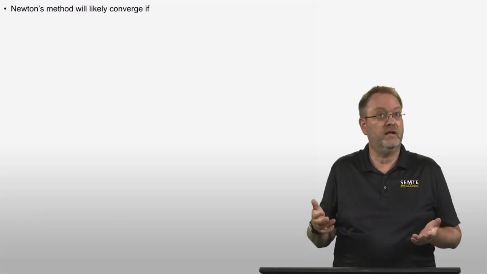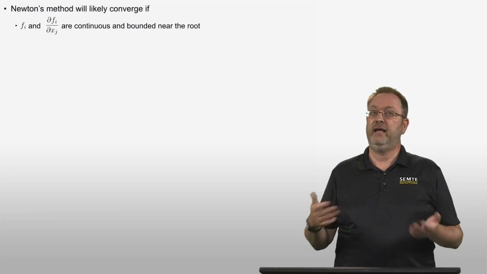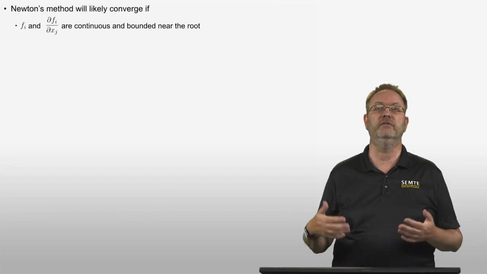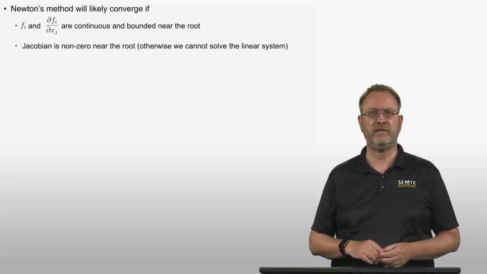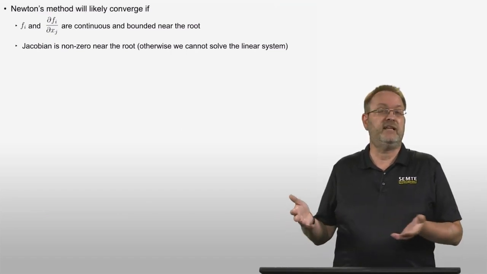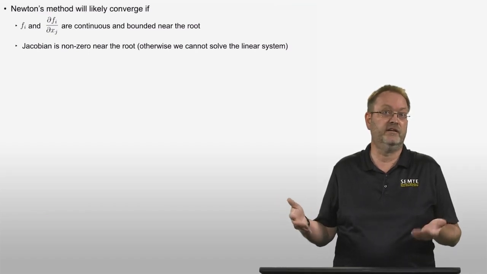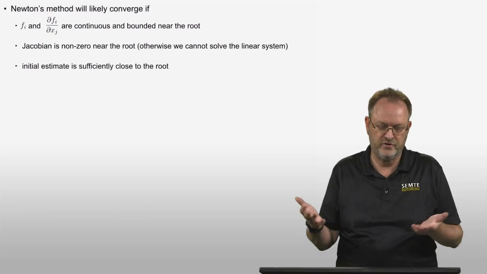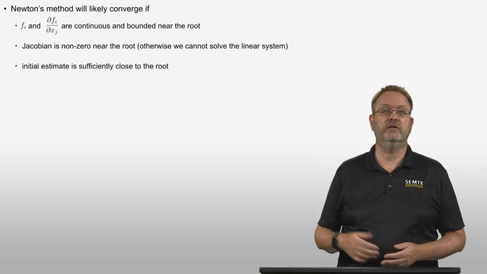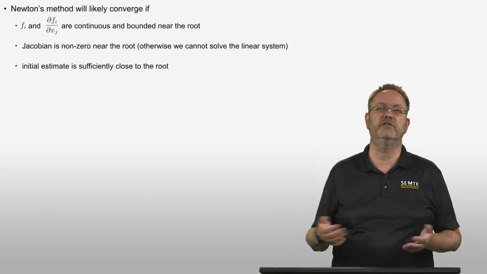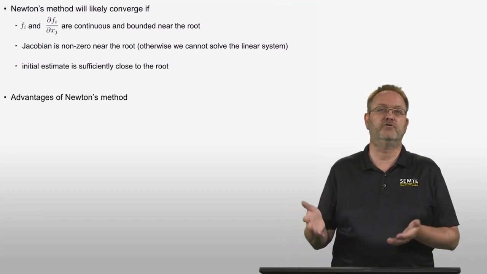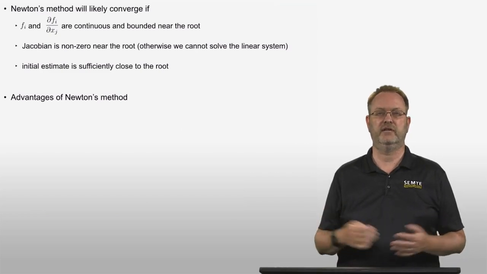Now, Newton's method will likely converge if the functions themselves and all their partial derivatives are continuous and bounded near the solution, near the root. The Jacobian has to be non-zero near the root. Otherwise, the system becomes singular and doesn't have a unique solution, so we can't solve that linear system. And as with any Newton's method or open method in general, the initial solution estimate should be sufficiently close to the root. Now, what happens if that's not the case? Well, then you would have to try again with a different initial guess.